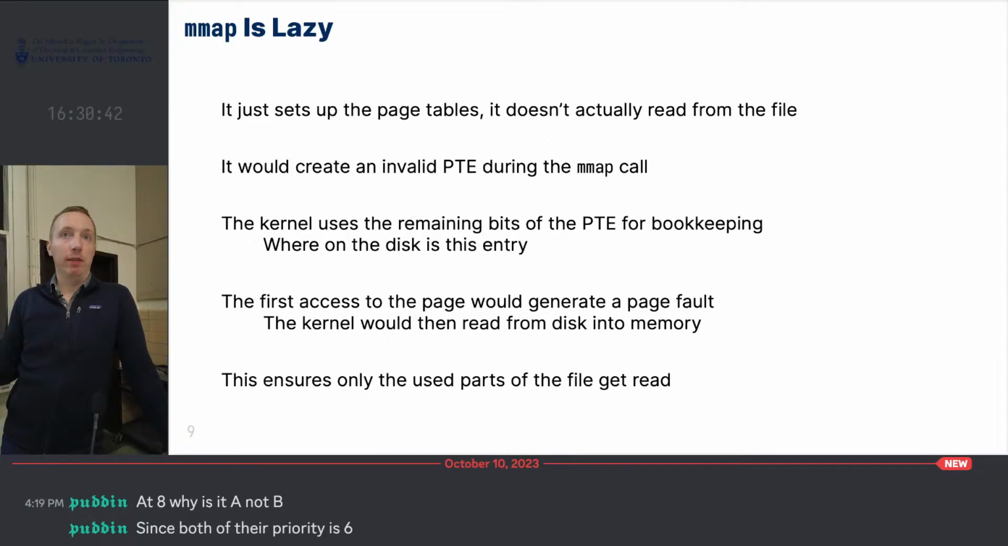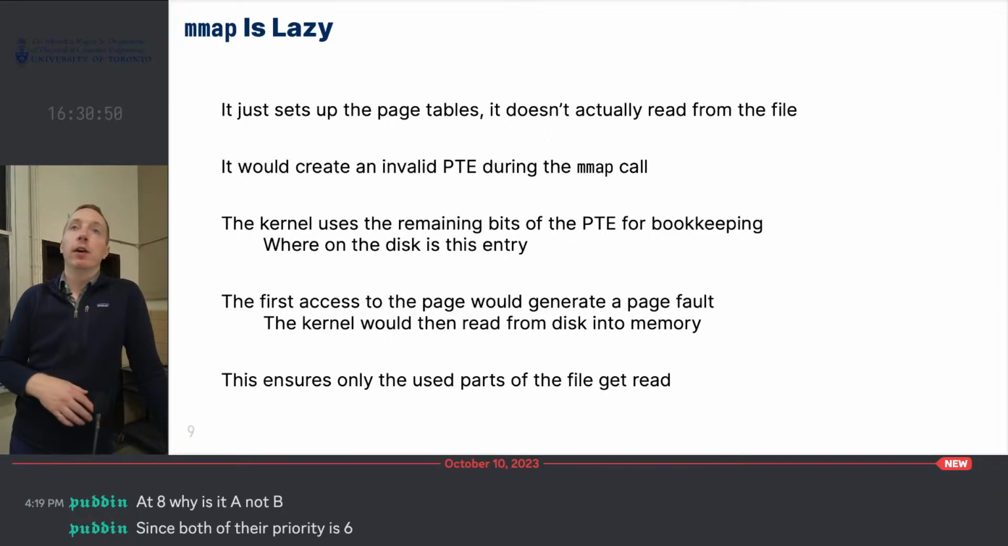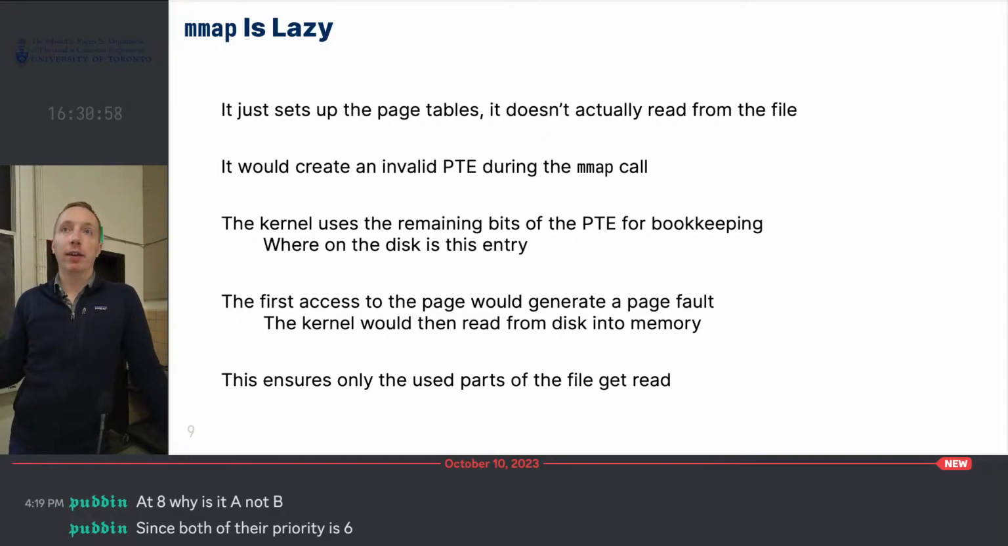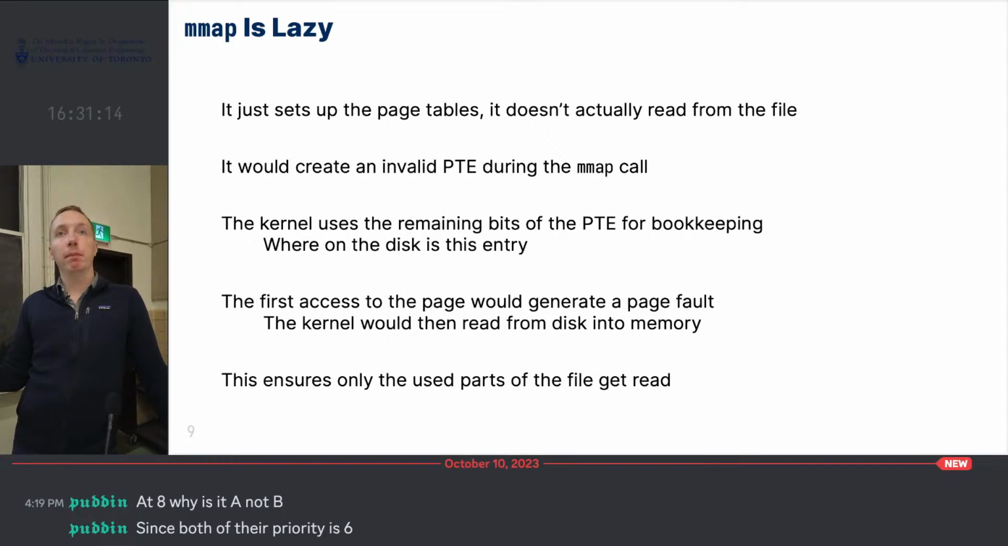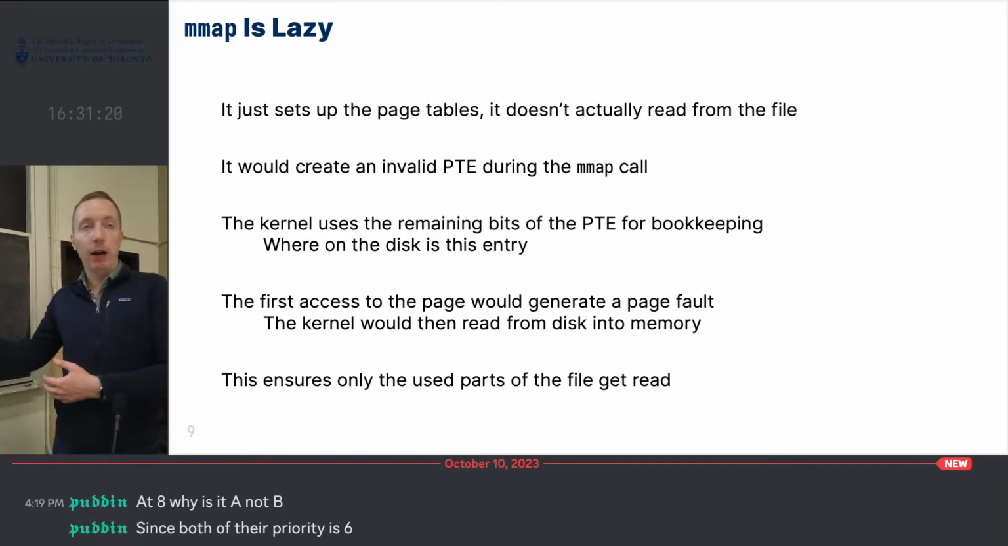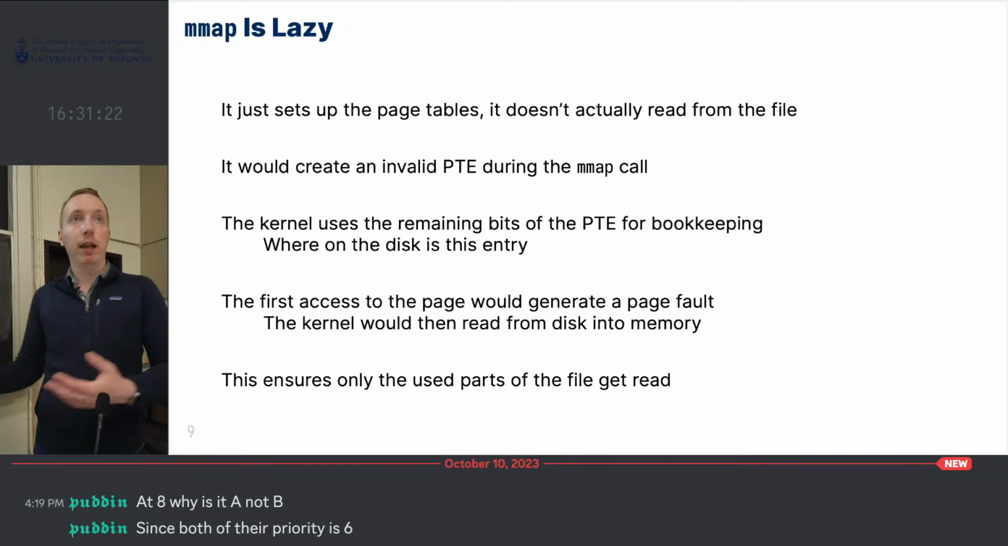So the kernel can go ahead and use the rest of the bits for whatever it wants, all 64 of them. It would actually use the rest of the entry to have some bookkeeping information saying, hey, what does this entry represent? What file does it represent? And where in the file does it represent? Whenever you first access that memory, it would do a page fault, and then the kernel would see, oh, you have an invalid memory. It should be mapped to this file. Then it would read that file into memory and replace it for that address.